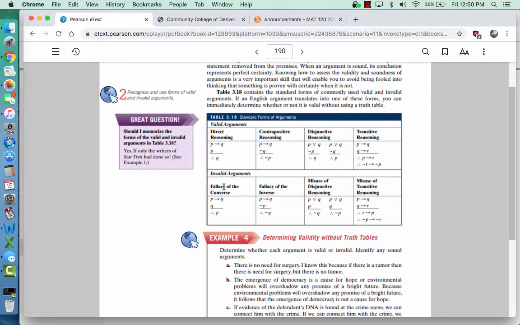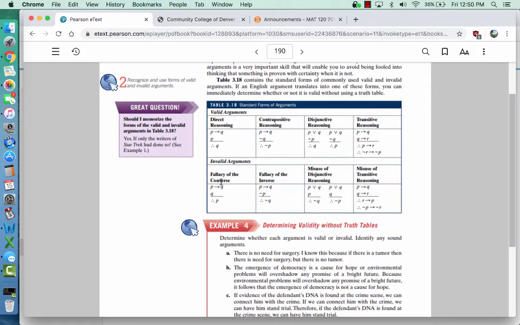As far as if-then statements, there are some invalid forms that are pretty common. One is called the fallacy of the converse. So I'll use this example.